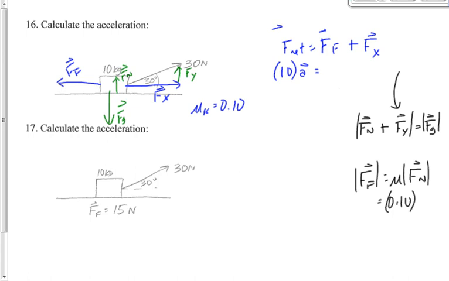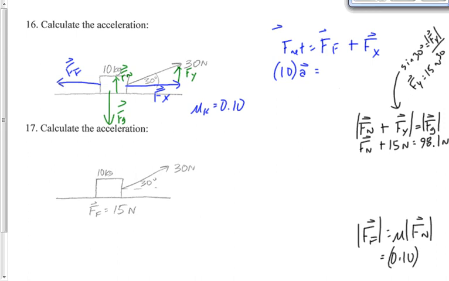Well, it's the opposite side of the triangle. Sine 30 degrees is equal to opposite over the hypotenuse, which is 30. 30 times sine 30 is 15 newtons. So the normal force plus 15 newtons equals the force of gravity acting down, which is 98.1. Now, we do a little bit of math there, and we see that Fn ends up being equal to, what is that going to be? 83.1.